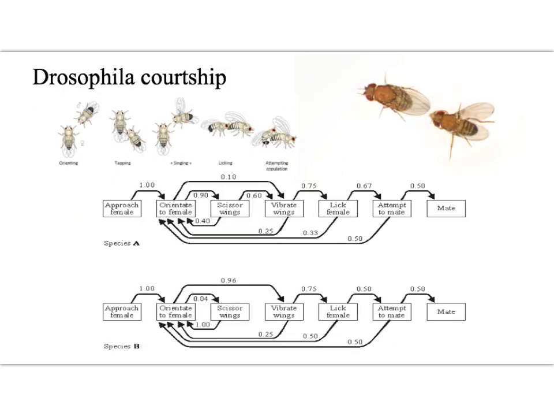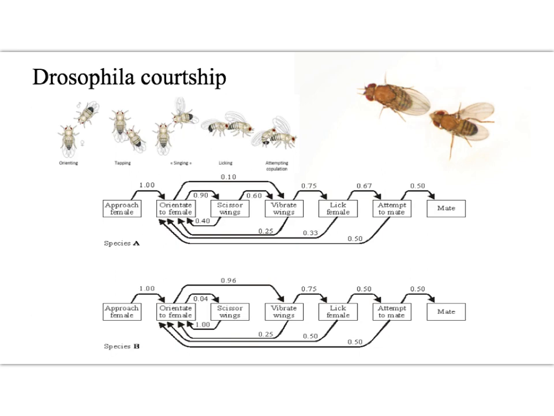So I'm going to talk through two examples that will come up in exam questions. One is Drosophila. It's an organism that's studied an awful lot in biology. So here's an image of the courtship dance. Here's the photo of some Drosophila.